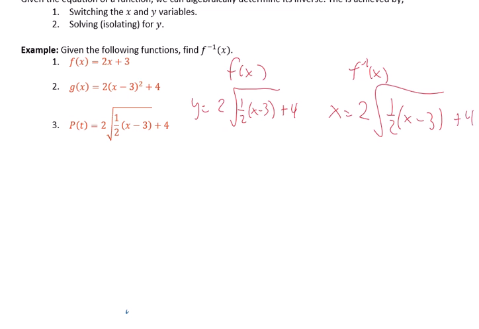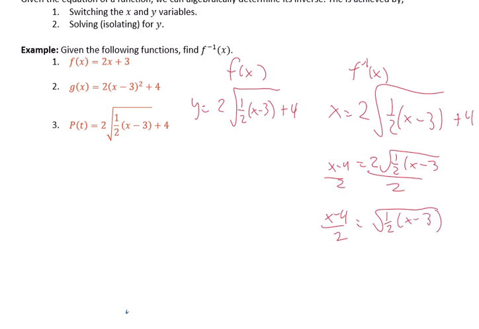Okay, we need to deal with this plus 4, and we can't have that there, so let's subtract it. So it's x minus 4 equals 2 root of 1/2 x minus 3, and we divide both sides by 2. So x minus 4 over 2 equals the root of 1/2 x minus 3. And then I have the roots. How do I get rid of this root? The same deal as I just did before. The opposite of rooting the value is squaring it. So I square both sides. So x minus 4 over 2 squared is equal to 1/2 x minus 3.